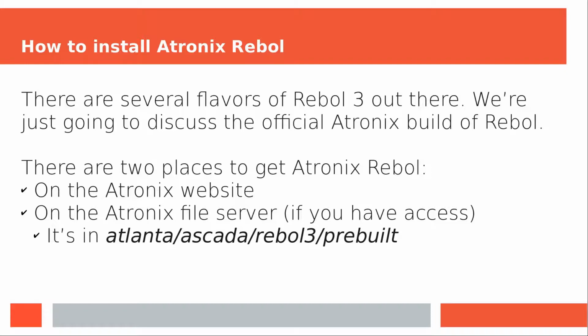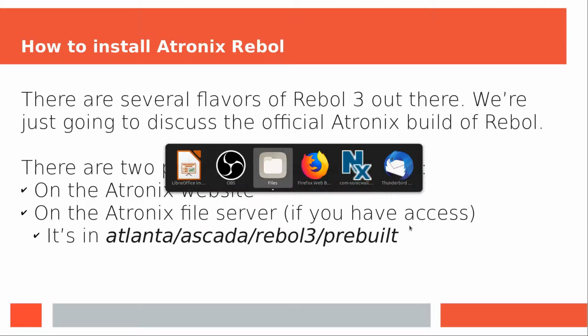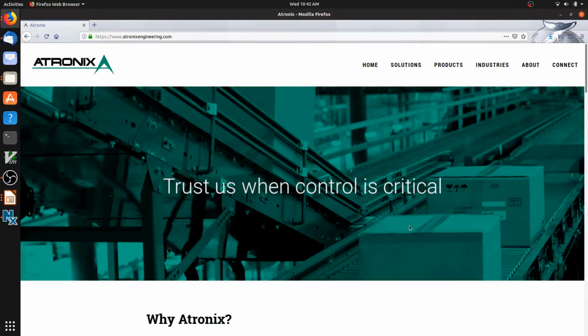So there's two different places you can get it. The preferred one is on the Atronix website on our download page, which we're going to go to in just a second. That's always going to have the latest official release. And then secondly, you can get it if you're an Atronix engineer and have access to our file server, which you do. You can get it from the SCADA folder on the file server. So let's go to the website and go down that path.